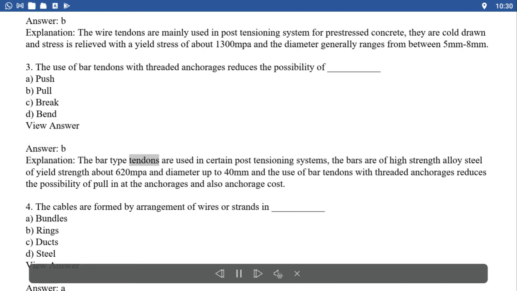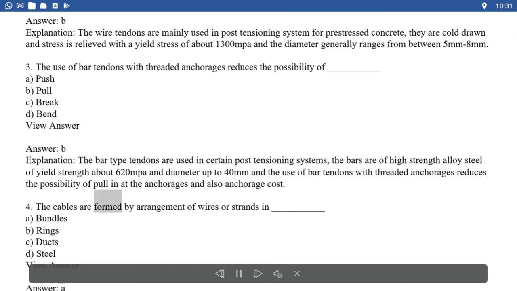Explanation. The bar-type tendons are used in certain post-tensioning systems. The bars are of high-strength alloy steel of yield strength about 620 MPa and diameter up to 40 mm, and the use of bar tendons with threaded anchorages reduces the possibility of pull-in at the anchorages and also anchorage cost.